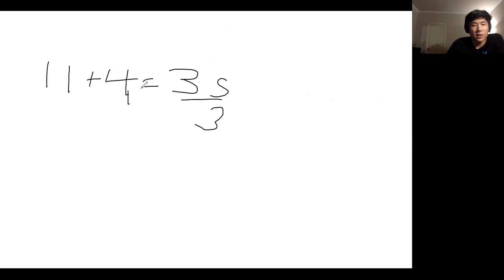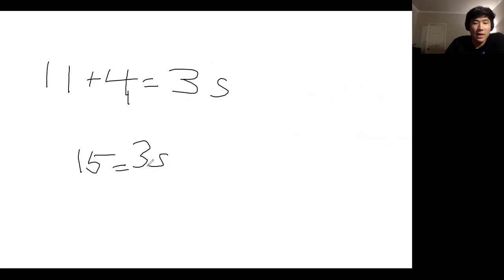But if we had something like 11 + 4b, then we wouldn't be able to add them, because we can't add a b to a constant. So we would have 15 equals, hold on, let me make this clear. We have 15 = 3s. And now we can treat this like a new problem.